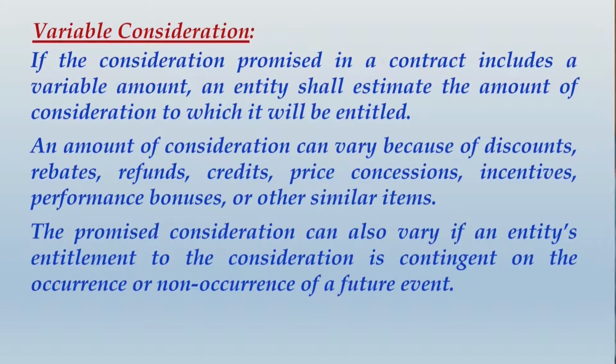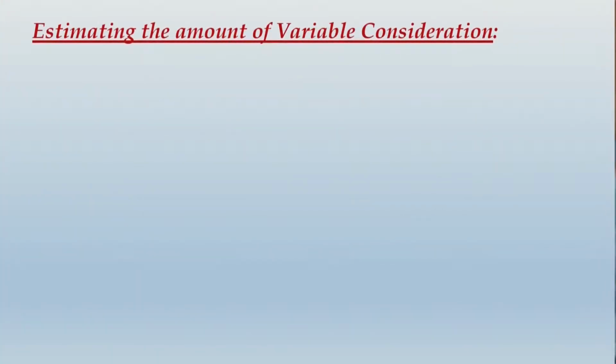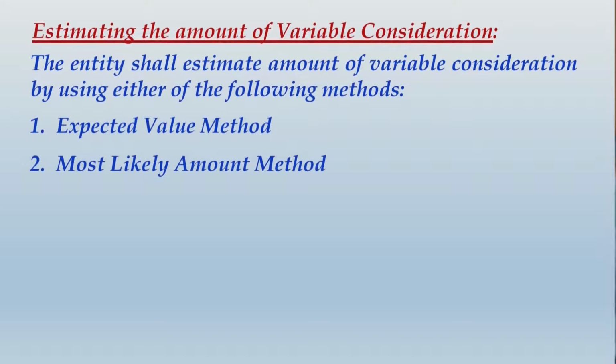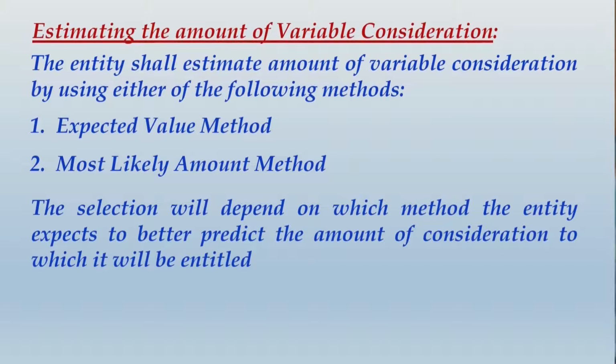Alright, friends, you would have finished writing this whole thing. Let us move ahead and now deal with the estimation of the amount of variable consideration. The entity shall estimate amount of variable consideration by using either of the following methods. First, expected value method, and second, most likely amount method. The selection will depend upon which method the entity expects to better predict the amount of consideration to which it will be entitled. So, first do one thing, friends, write up this important note and then I am going to explain you each of these two methods in details.